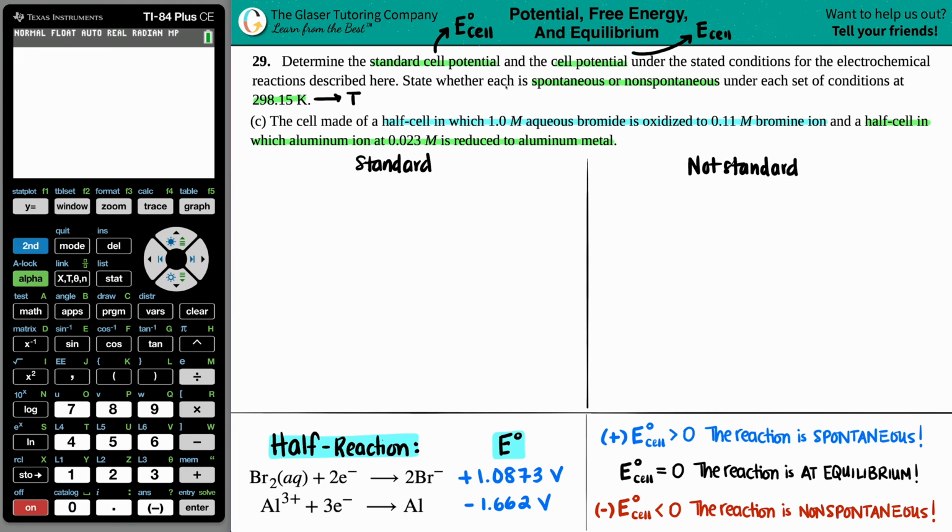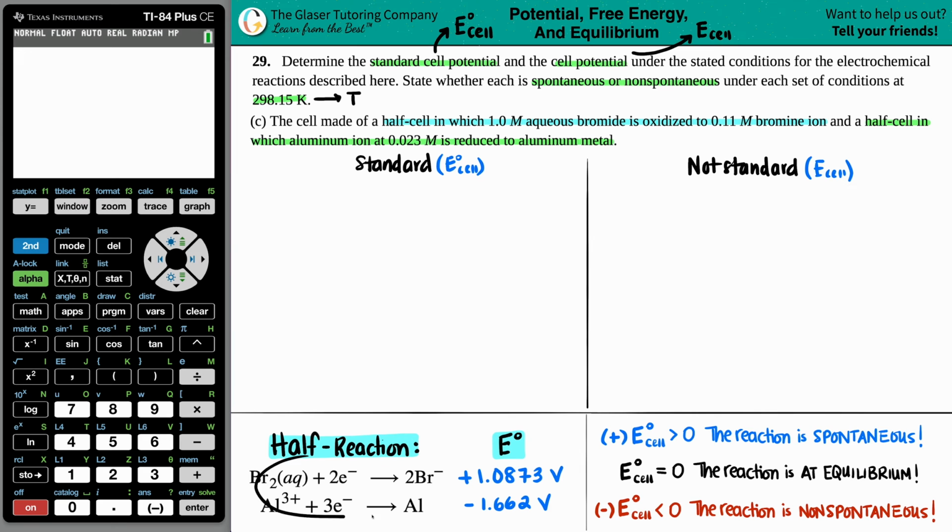Okay. So in this case, we're trying to find out the E notch cell. And this one, we're just trying to solve for E cell. So, since we're solving for a standard cell potential, we are allowed to go in the back of a textbook to find out what the half reactions are for what they stated here, with their corresponding cell potential values.